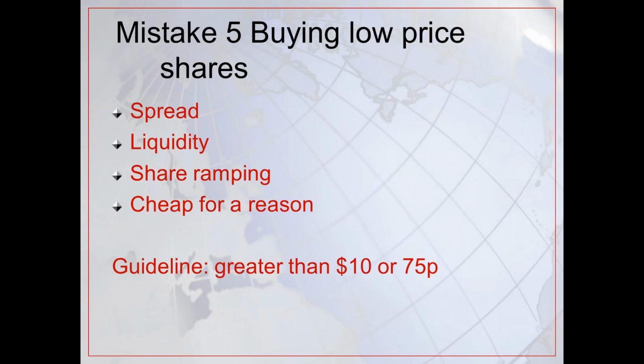Okay, mistake 5: buying low price shares. This is very, very common. When I say low, it doesn't necessarily mean cheap, but a lot of people think that they're getting a better deal when they're buying some shares at 5p than if they're buying at £5. Obviously 5p is cheaper than £5, of course it is, but you're investing on the basis of having a pot of, say, £10,000, and you're putting £1,000 in whatever share meets your criteria.